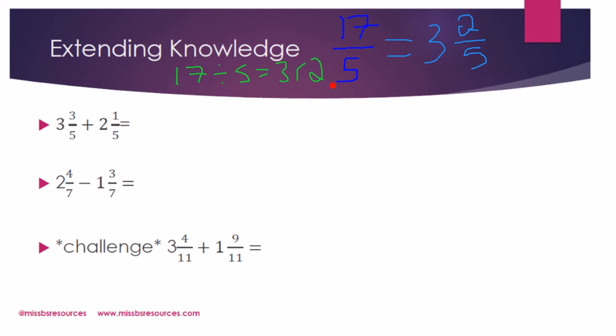Now you'll notice in these questions here, if we look at the first question, we have 3 and 3/5, add on 2 and 1/5. So if we complete this question, we're going to look at the whole numbers first. We're going to do 3, add on the 2. That leaves us with 5.